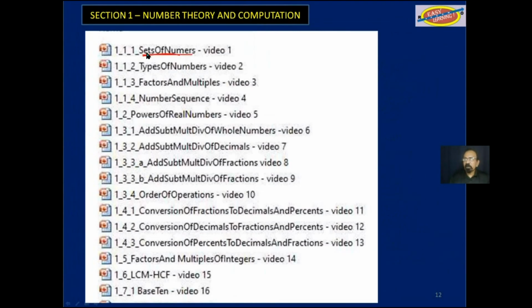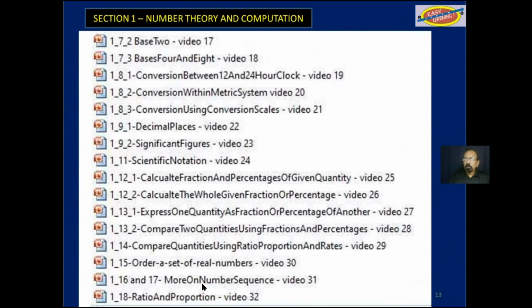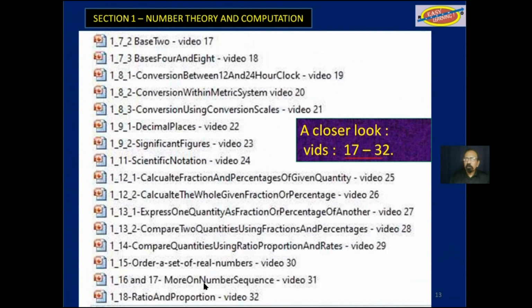We begin with sets of numbers, types of numbers. We go right down to base 10, video 16. And then for video 17 to 32, video 17, base 2, base 4, and base 8, video 18, and so on. Objective 16 and 17, more on number sequence, video 31. And finally, ratio and proportion, video 32.